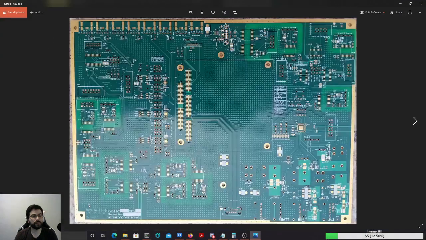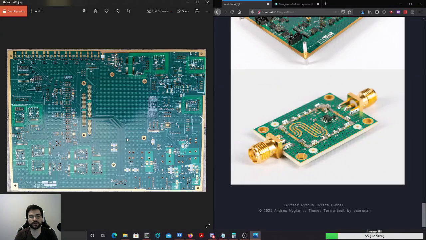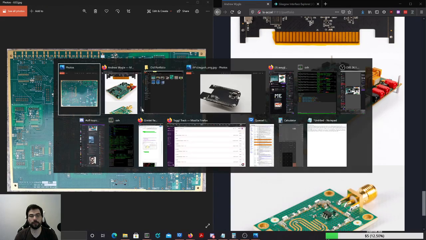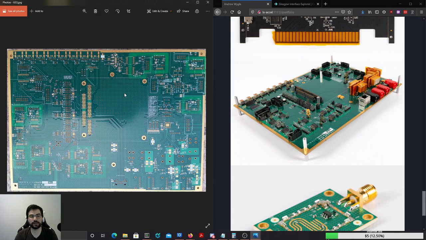What else do I have in here? Okay, so this is the bare board version of this larger board here. I like these diamonds here. They're what's called thieving, copper thieving. And they do this so that you don't actually need copper here, right? This isn't connected to anything. So this copper isn't actually connected to anything.